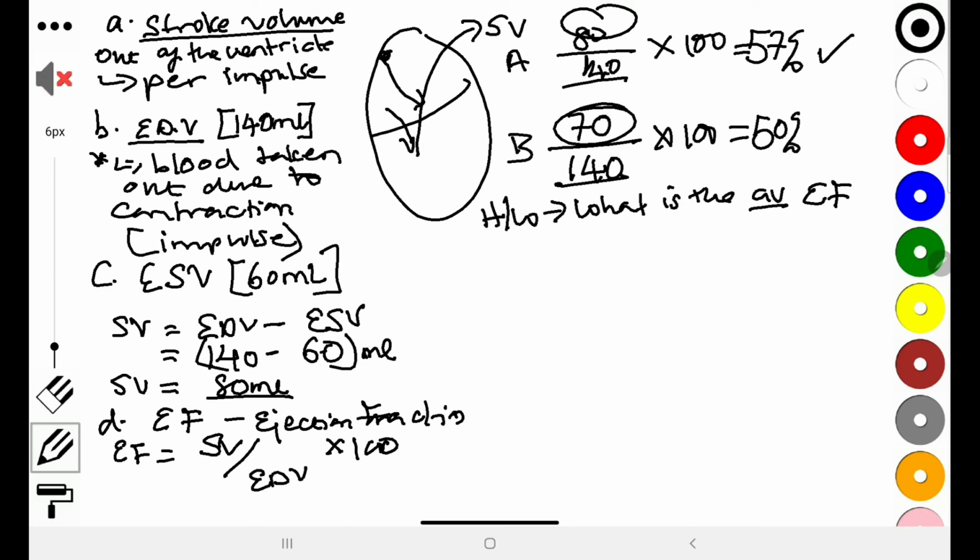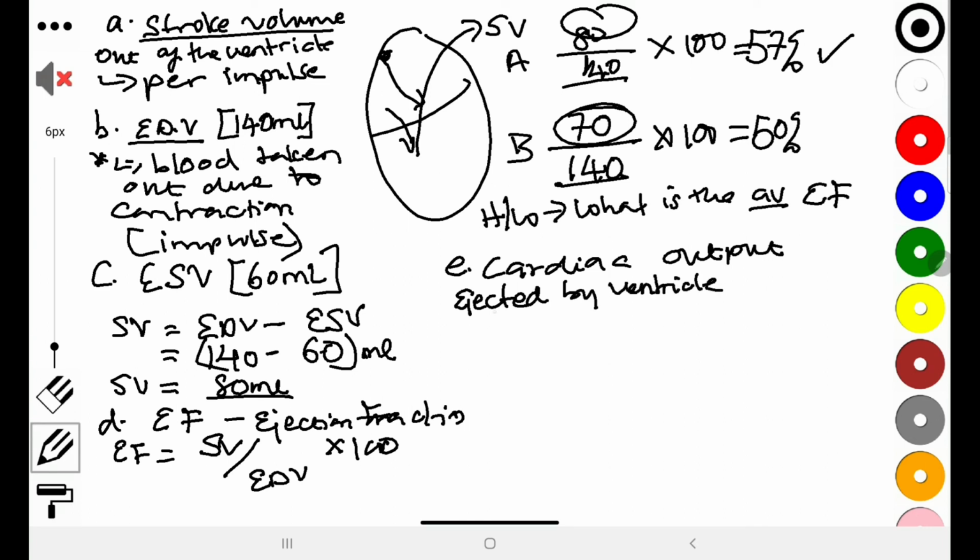Okay. The next one that I want to talk about, E, is cardiac output. So what is cardiac output? Cardiac output is simply the amount of blood that is ejected. So it's the amount of blood ejected by the ventricle. This sounds very similar to stroke volume, but here's the catch. This one, instead of per impulse, is per minute.